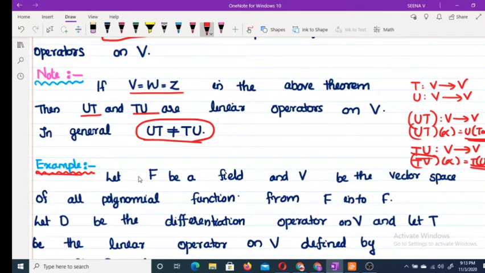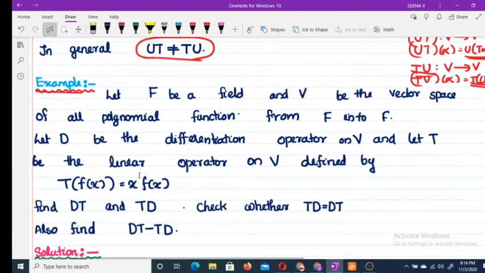The example is very easy. Let F be a field and V be the space of all polynomial functions from F into F. Let D be the differentiation operator that we have already discussed, and T be a linear operator on V defined by T of f of x equal to x f of x. You can easily prove this T is a linear map.